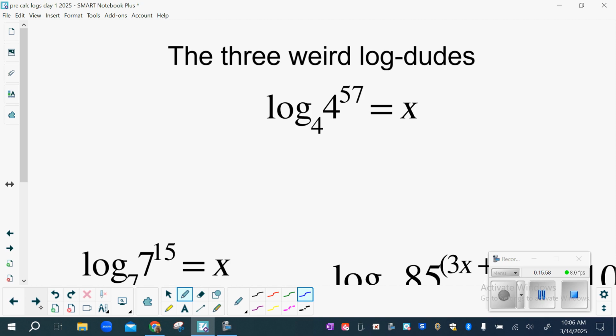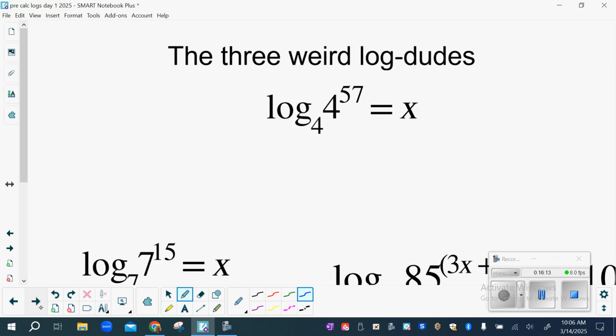This looks like a terrifying problem. You're like, what the holy hell? And I'm going to tell you it's the easiest problem that you could ever do. And then I'm going to show you a shortcut so you don't have to do it. X does equal 57.